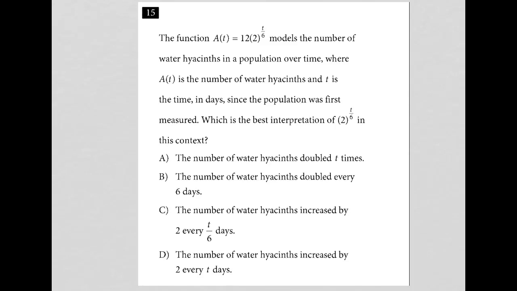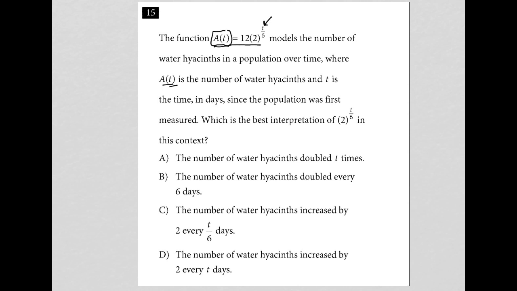So this question says the function a of t equals 12 times 2 to the t over 6 models the number of water hyacinths in a population over time, where a of t is the number of water hyacinths. Okay, so let's keep that in mind. So all this represents the number of water hyacinths, and t is the time in days since the population was first measured. Which is the best interpretation of 2 to the t over 6 in this context?